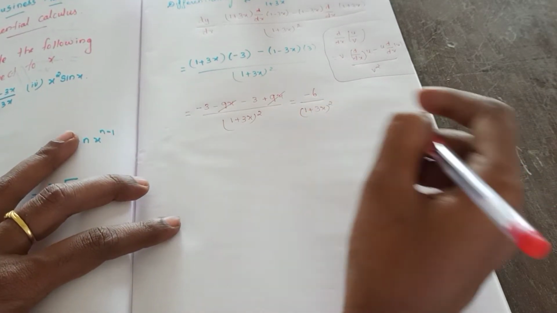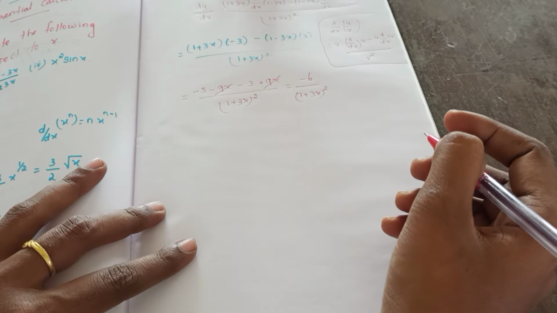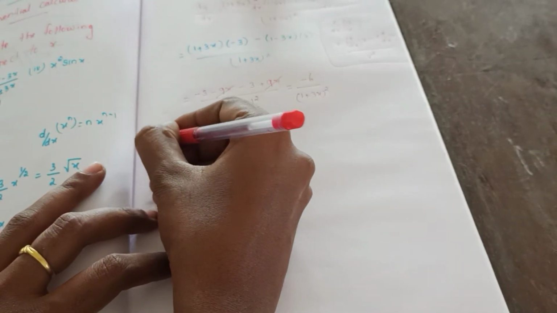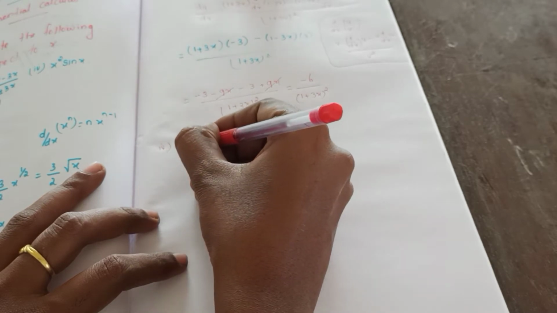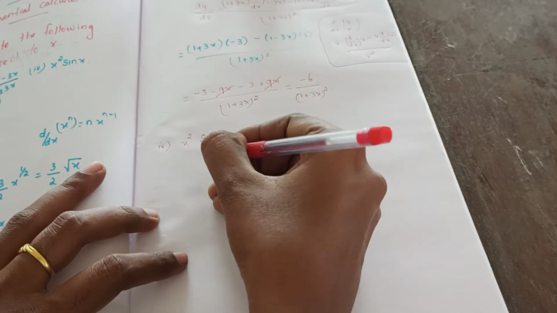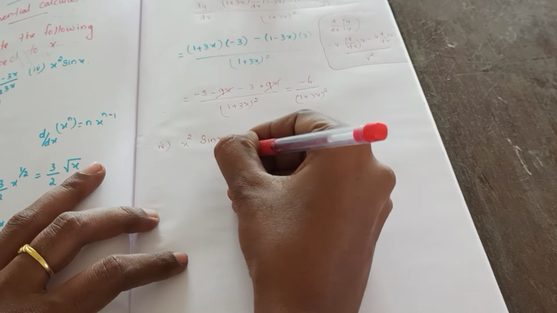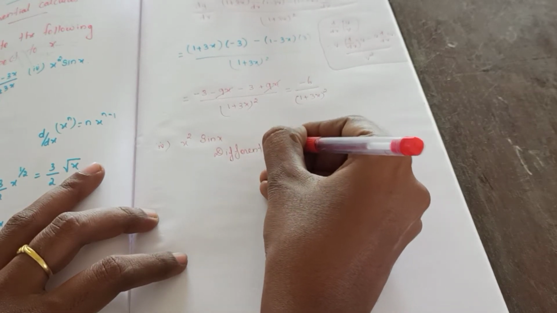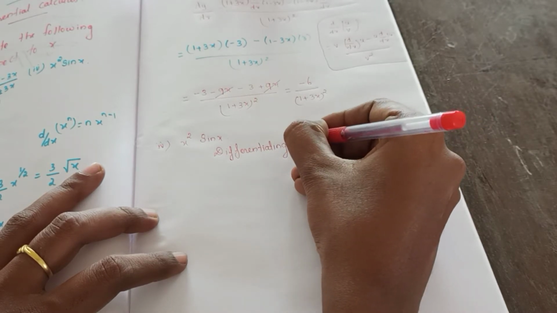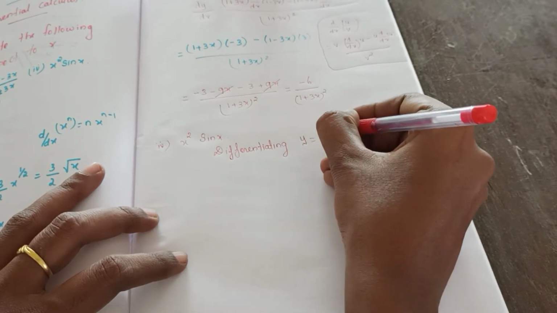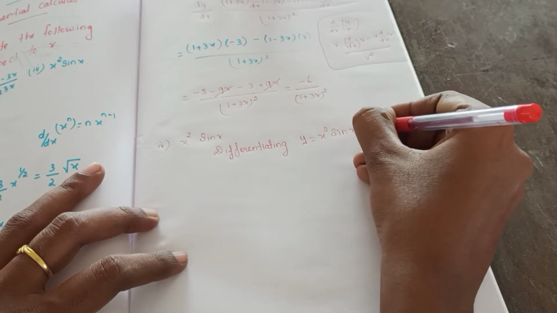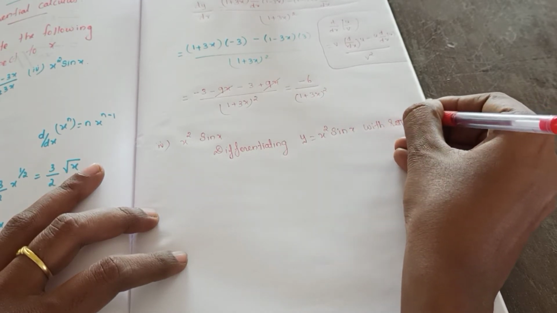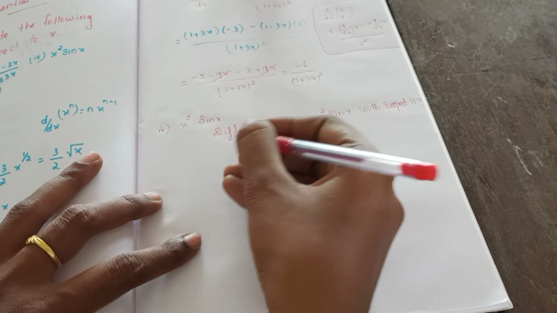Okay, so this is the answer. Understand all of you? So this formula is very important. Then fourth one, x square into sin x. So here also this one we are going to consider as y. Okay, differentiating y is equal to x square sin x with respect to x. Shall we differentiate?